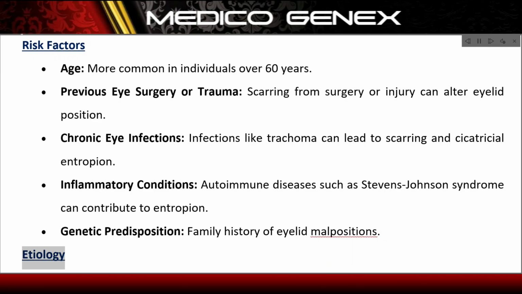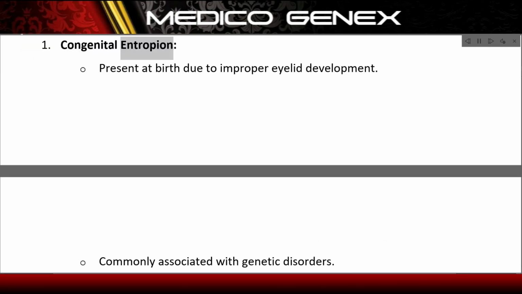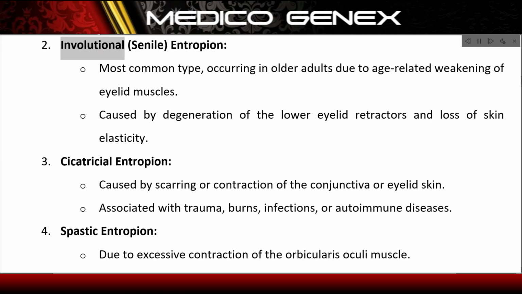Etiology. Congenital entropion. Present at birth due to improper eyelid development. Commonly associated with genetic disorders. Involutional, senile, entropion. Most common type, occurring in older adults due to age-related weakening of eyelid muscles. Caused by degeneration of the lower eyelid retractors and loss of skin elasticity.